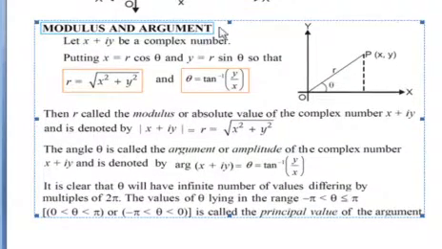So what is modulus and argument of a complex number? Suppose x plus iy be any complex number. Modulus means the distance from origin to P, and argument is the angle of that distance line with the x-axis, that is theta. So theta equals tan inverse y by x is the argument of the complex number, and r equals square root of x square plus y square is the modulus.